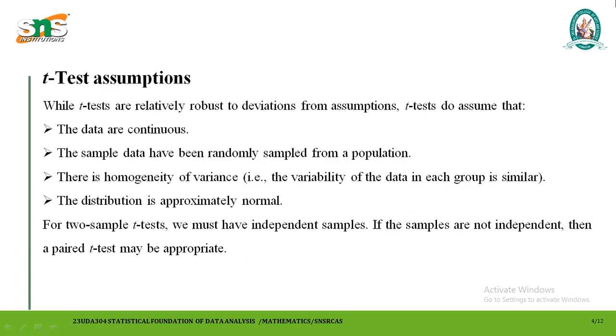Next, we are going to see the t-test assumptions. While t-tests are relatively robust to deviations from assumptions, t-tests do assume that the data are continuous. The sample data have been randomly sampled from a population. There is homogeneity of variance, that is, the variability of the data in each group is similar. The distribution is approximately normal. For a two-sample t-test, we must have independent samples. If the samples are not independent, then a paired t-test may be appropriate.